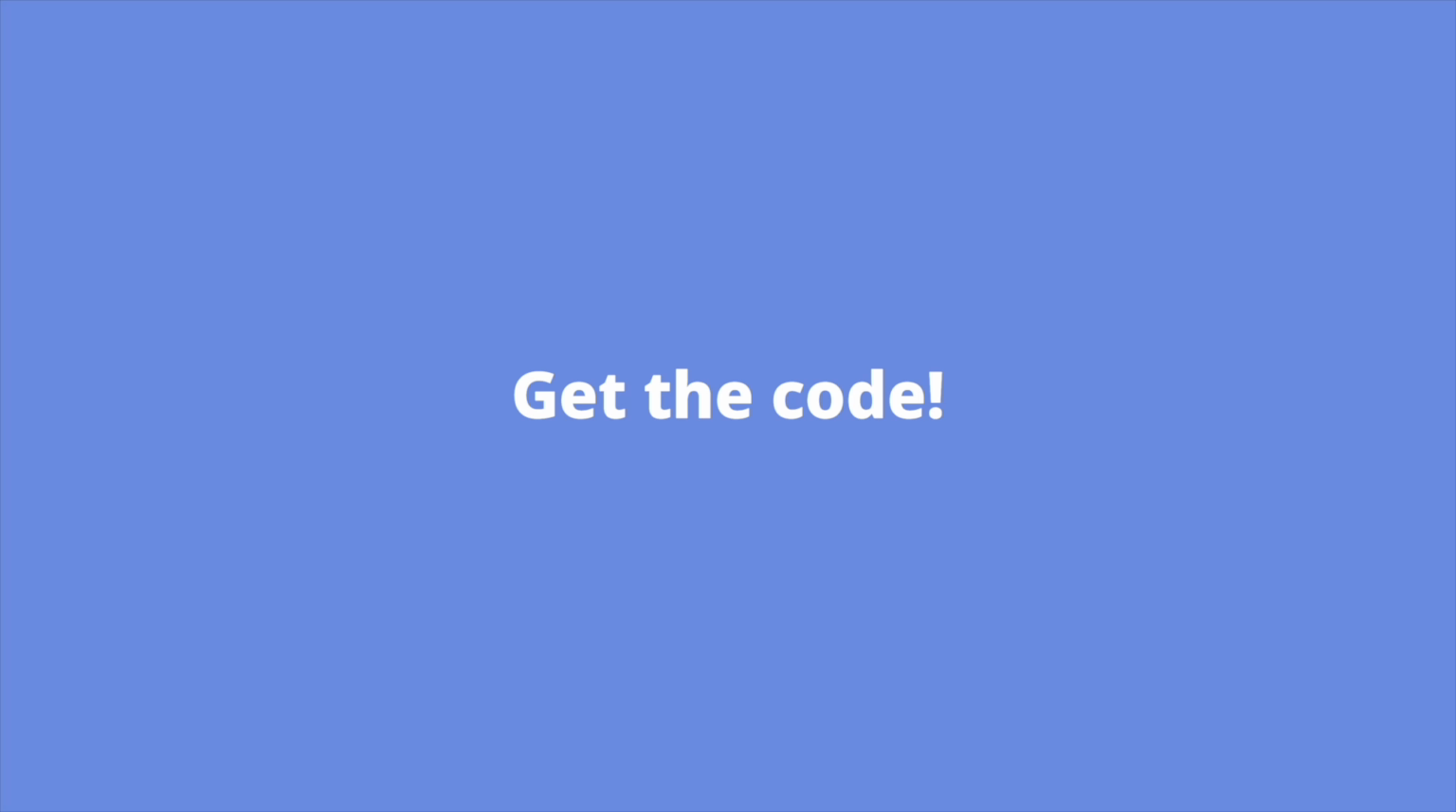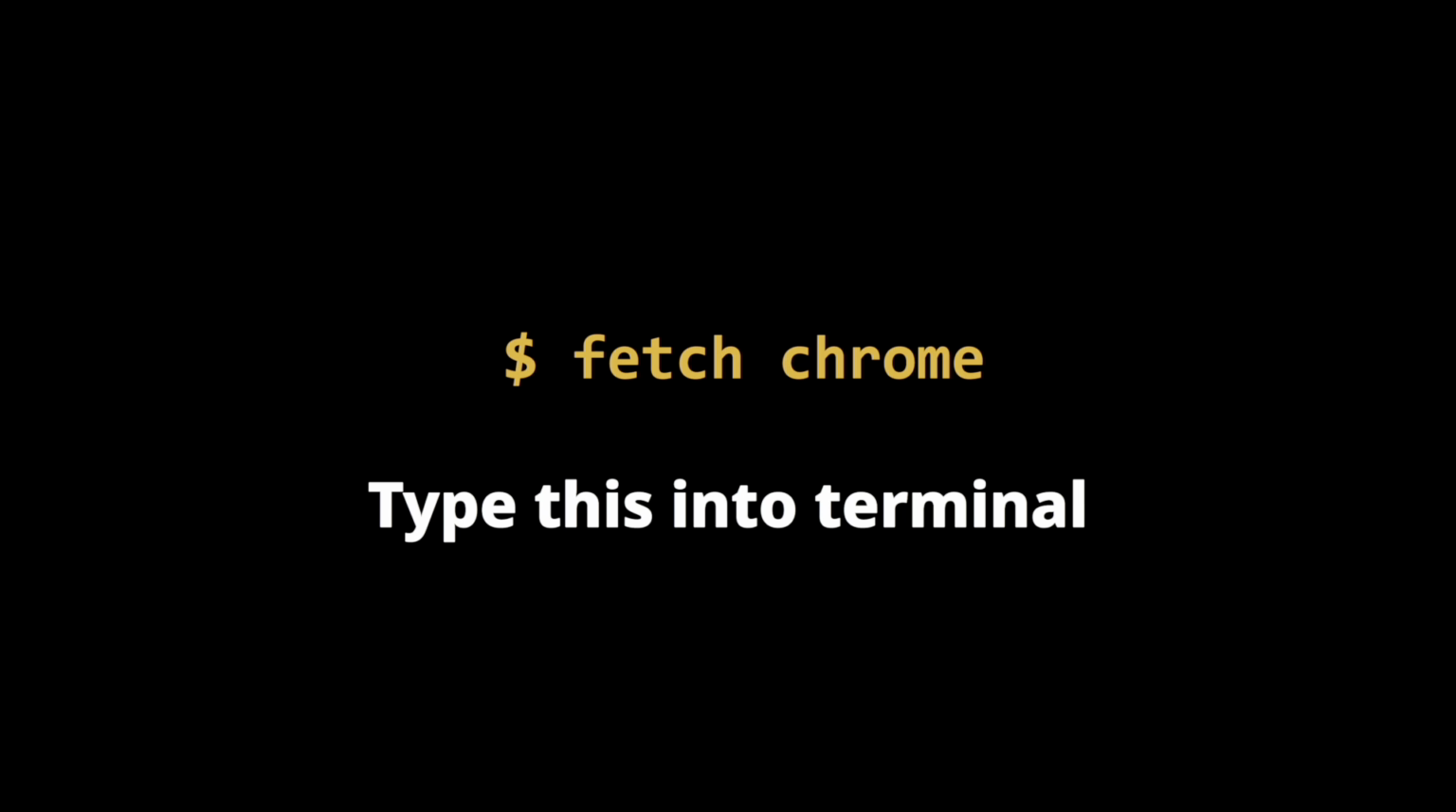That's all we need to prepare. Now it's time to get the code. Usually, we use git clone to get code, but in Chromium, we don't. From this stage, we'll use Depot Tools. Type fetch chromium into your terminal and hit enter.